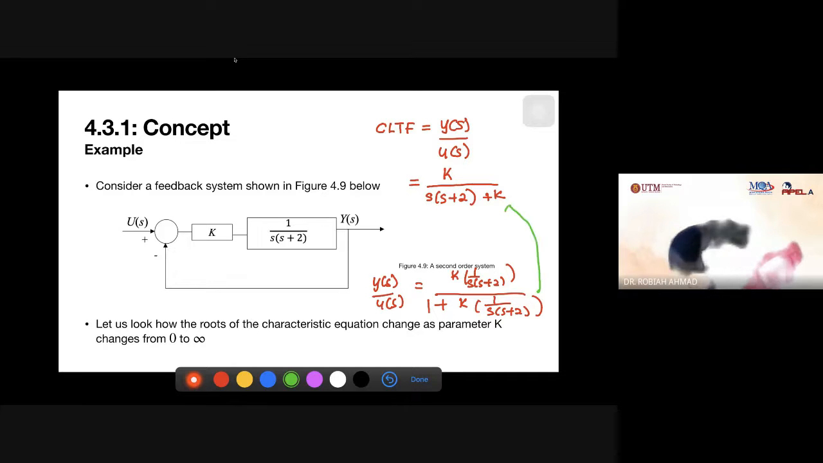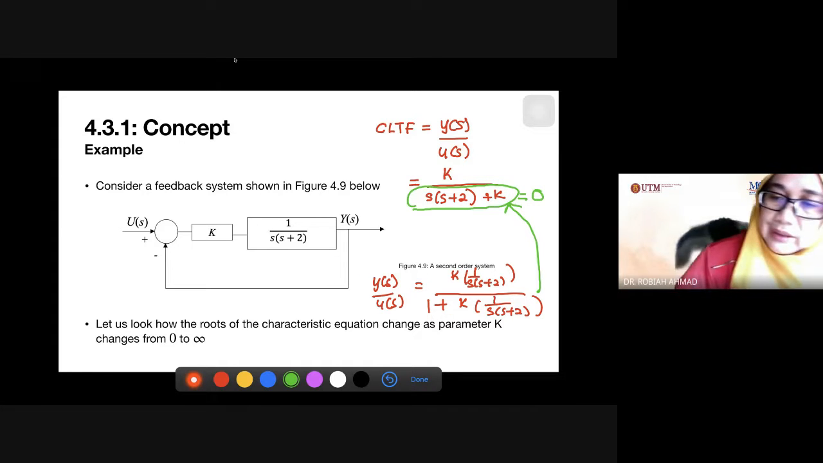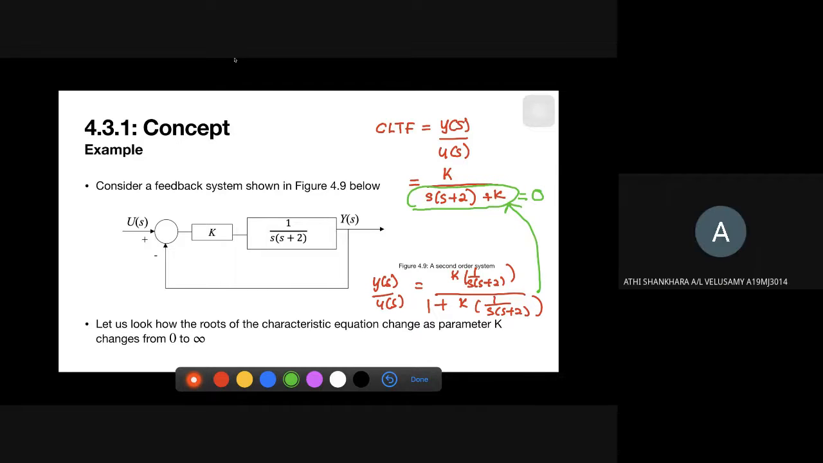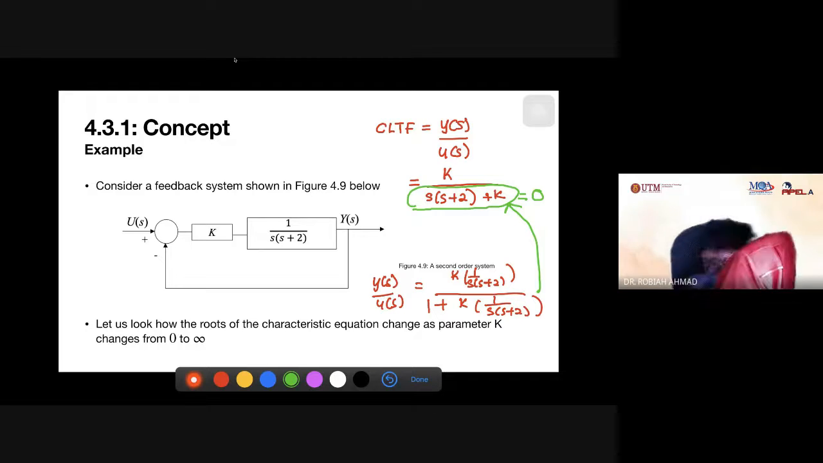Sama lah. Okay, so bila kita dapat closed loop transfer function, now we want to look at the characteristic equation. Yang mana satu characteristic equation? This one. So this is the characteristic equation. Lepas tu kita equatekan dengan 0. Okay, so until now semua boleh ikut kan? Boleh, Doktor. Boleh. Okay, so I proceed.